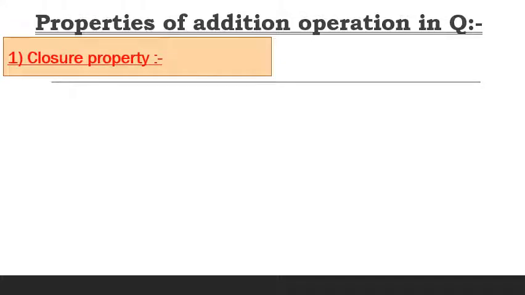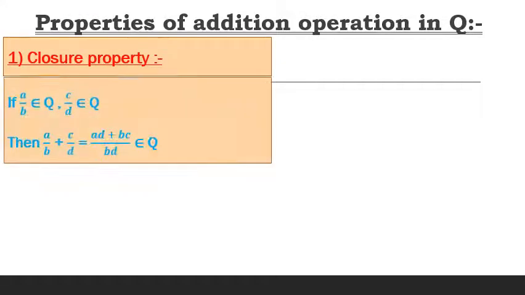Now we study some properties of the addition operation. The first, closure property. What is the meaning of closure property? When I have two rational numbers, then the sum belongs to Q.